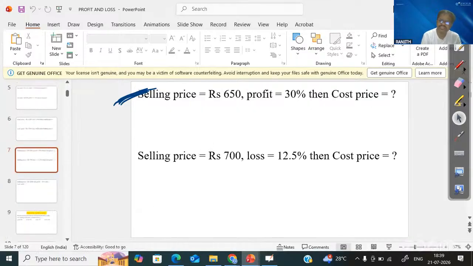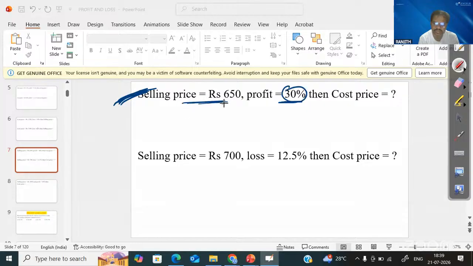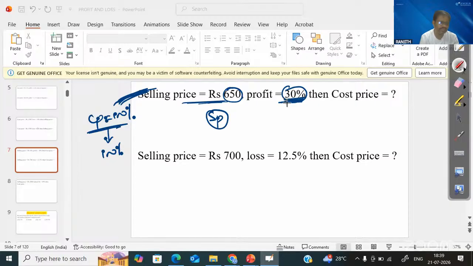Selling price is 650, profit is 30 percentage. So if it is profit, then the selling price will be more than 100. Cost price is always 100 percentage. So selling price will be equal to 650, and profit will be equal to 30 percentage. Cost price equal to 100.